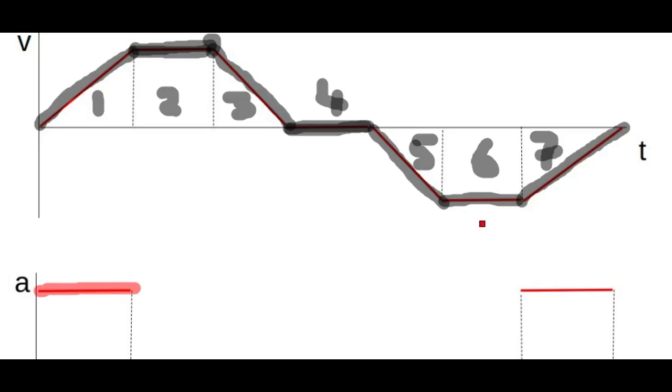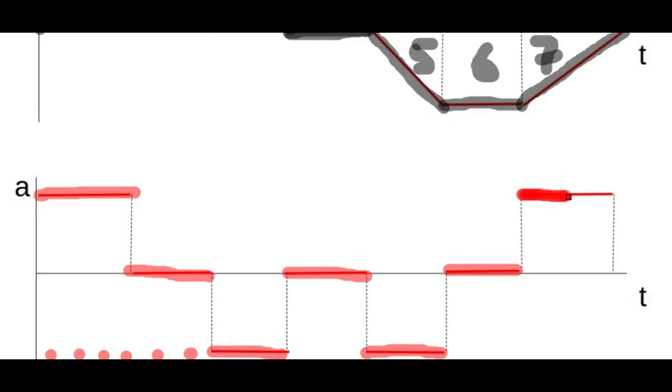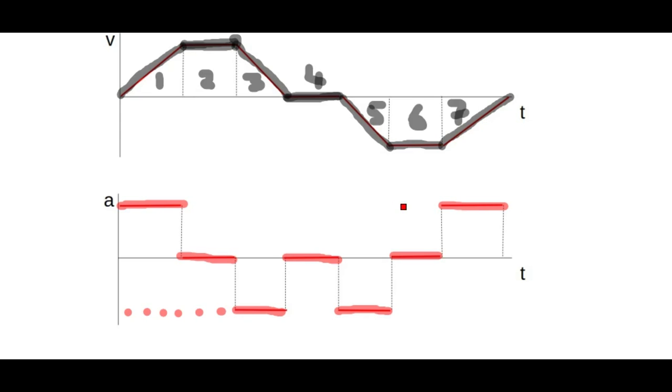Region 7 is now like region 1, positive slope, positive upward. So that is also positive acceleration. So regions 1 and 7 are positive slopes, accelerations are positive. So that means speeding up in region 1, speeding up in the positive direction, acceleration is positive. In region 7, slowing down in the negative direction is also positive acceleration.